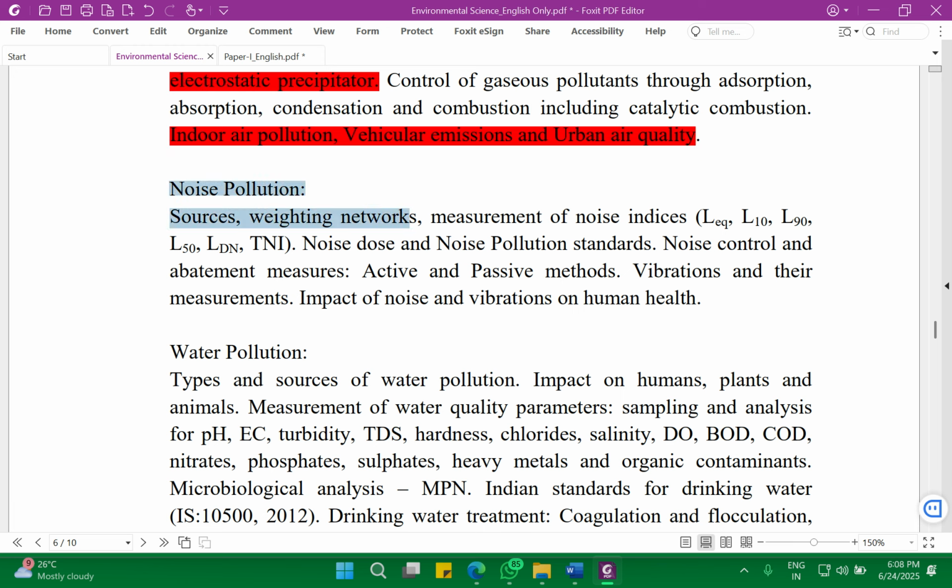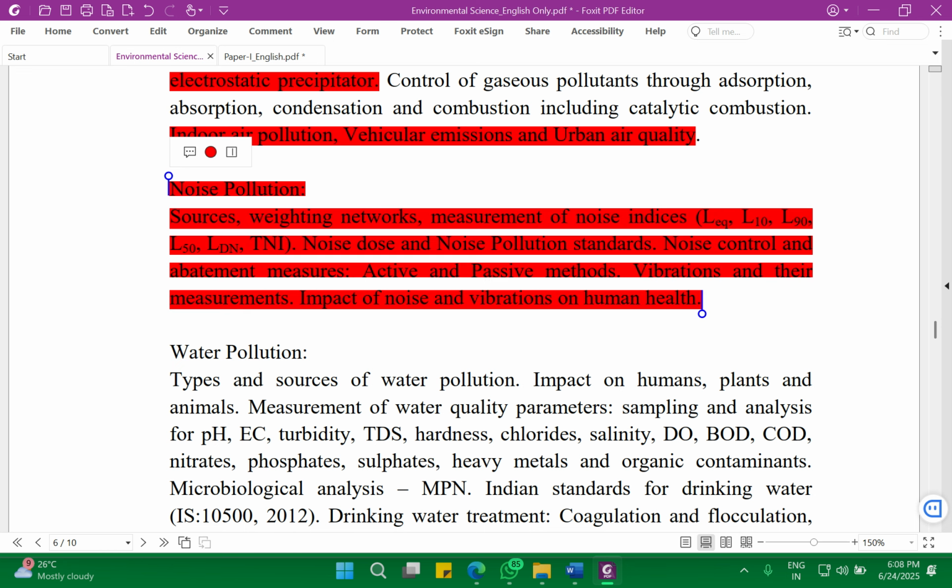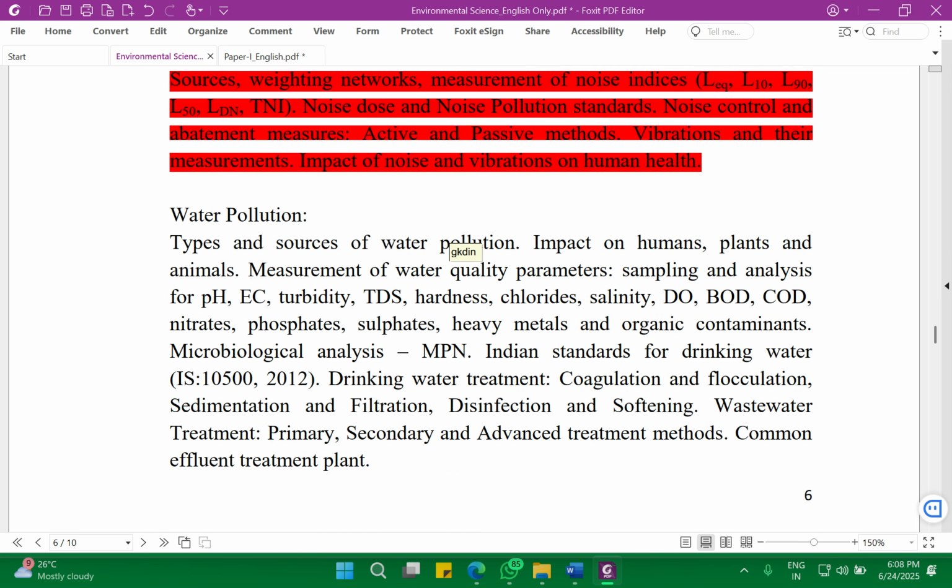And then at least 2 questions may come from noise pollution. It is a very small topic, so never lose marks from noise pollution. Mostly they may ask some standards. For example, in an ecologically sensitive area, what is the noise pollution standard? Likewise, they may ask for daytime or nighttime.